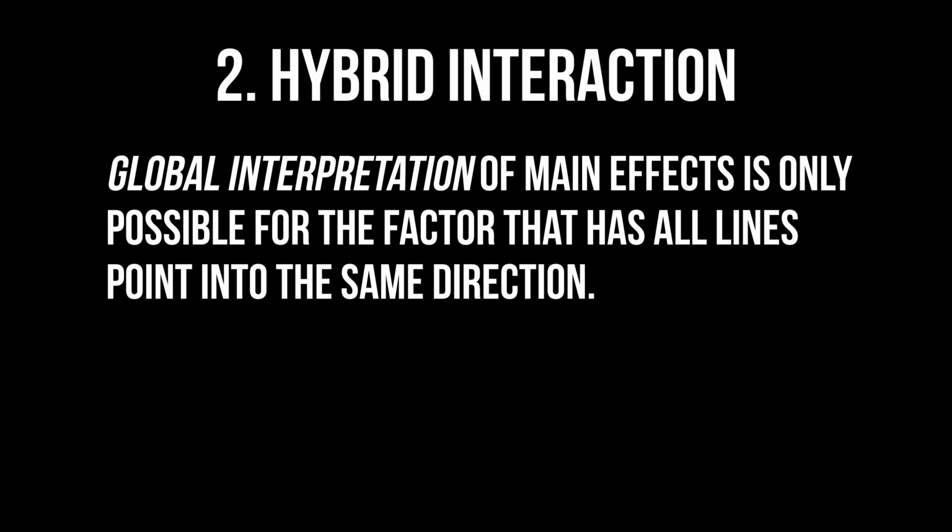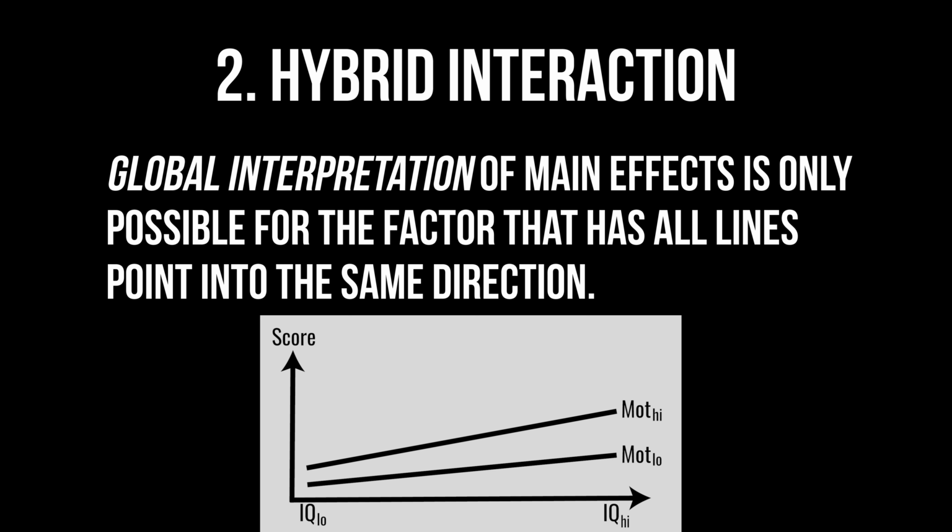In summary, a global interpretation of the main effects is only possible for the factor that shows a consistent relationship to the dependent variable regardless of the other factor. In other words, only in the diagram where all the lines point in the same direction allows for a global interpretation of that main effect, assuming sufficiently small p-values.